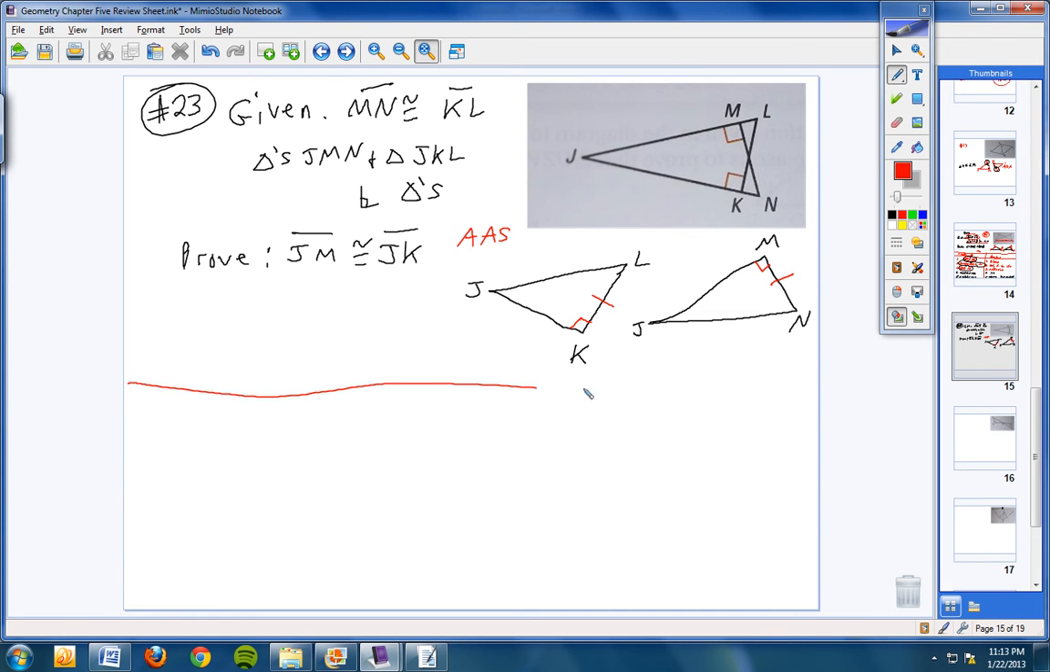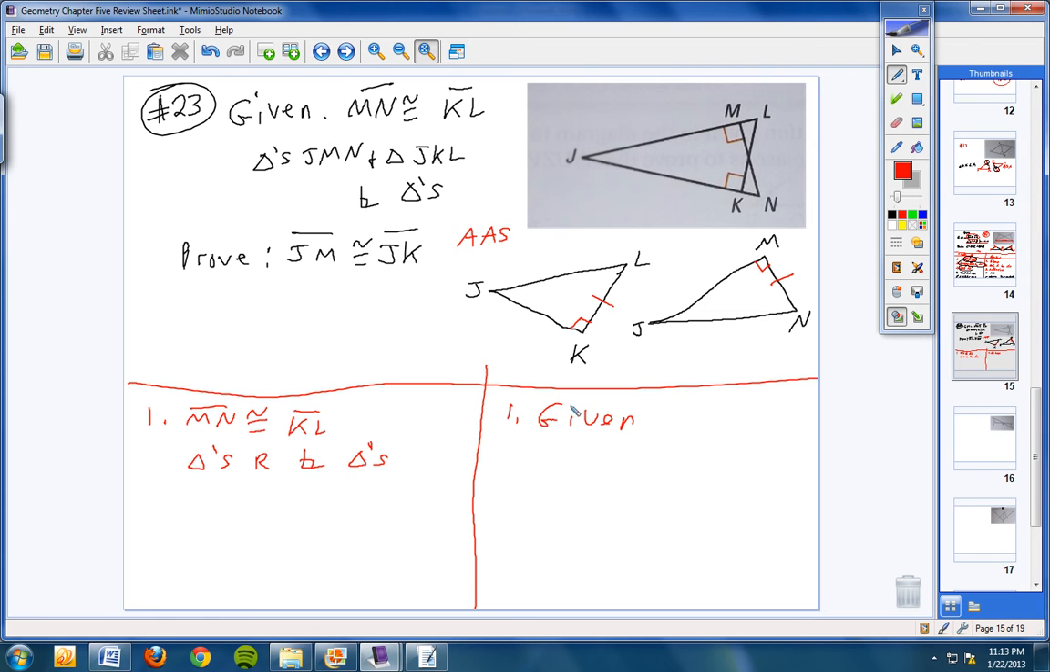Okay, so here we go. I'm going to go ahead and draw a crossbar here and this coming down, and I'm going to go ahead and put my given this time, so we can see it. You don't have to if you don't want to. MN is congruent to KL. All right. And then your triangles, I'm just going to put the triangles are right triangles. Okay, and that's our given. So there we go. Now, by the way, we have right triangles. We're not going to be able to use HL, so we're going to have to use angle, angle, side.